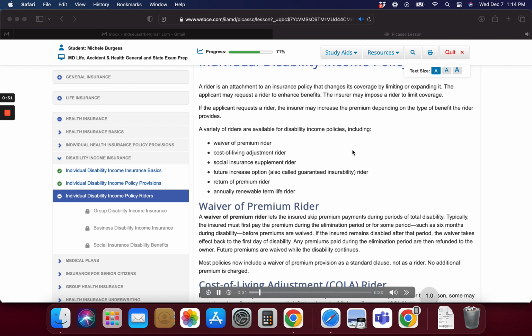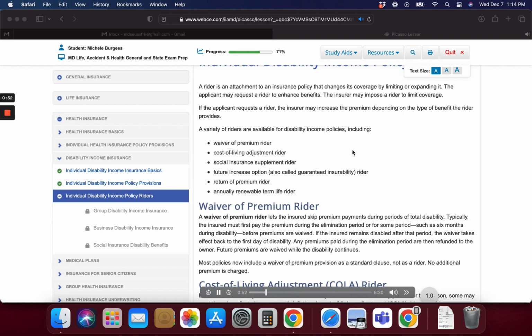waiver of premium rider, cost of living adjustment rider, social insurance supplement rider, future increase option, also called guaranteed insurability rider, and return of premium rider.